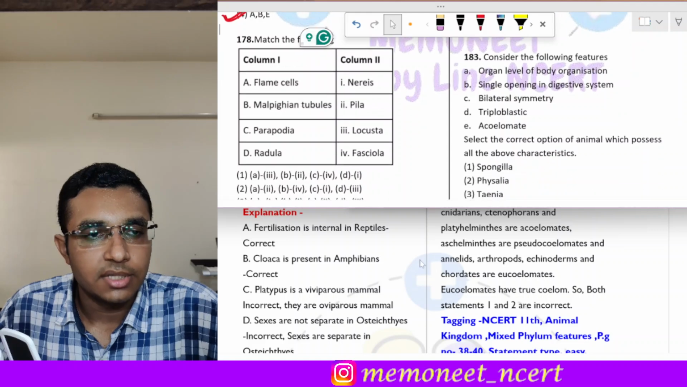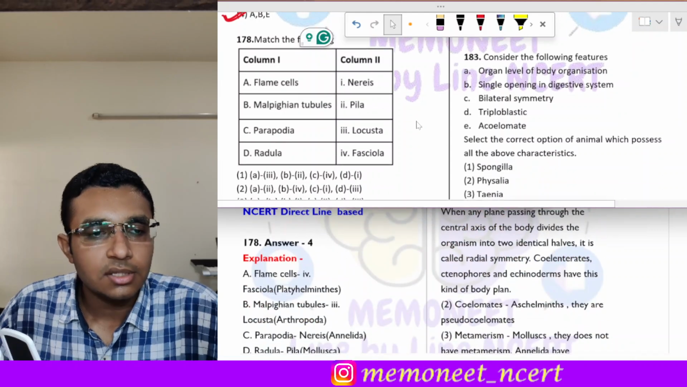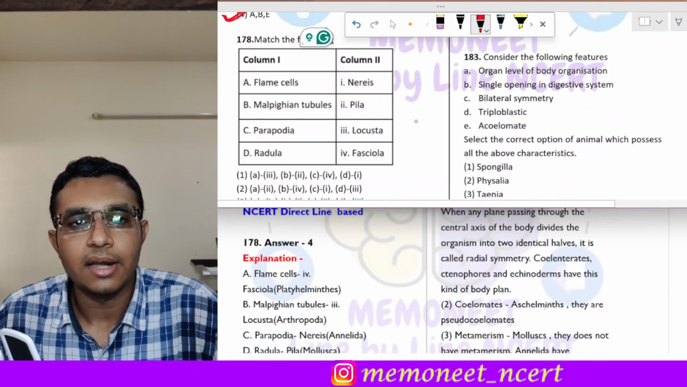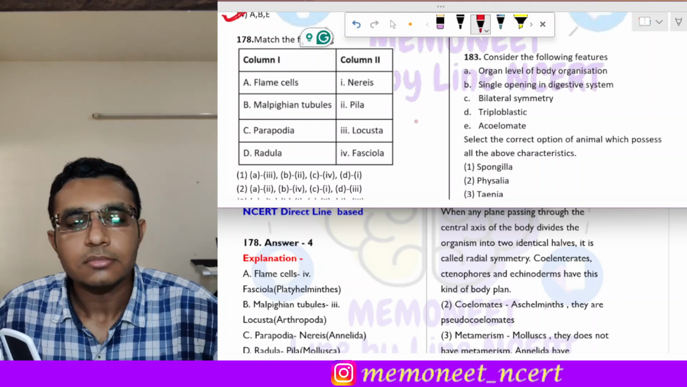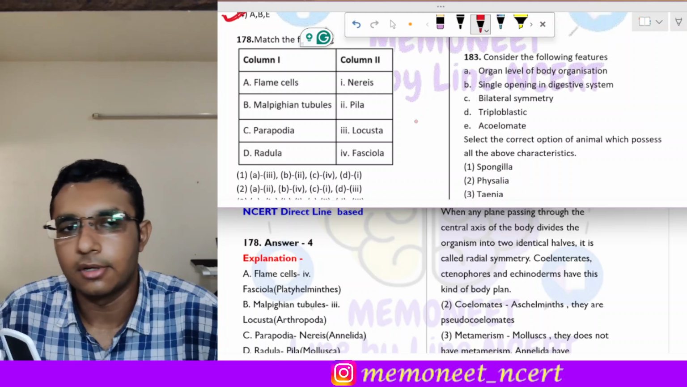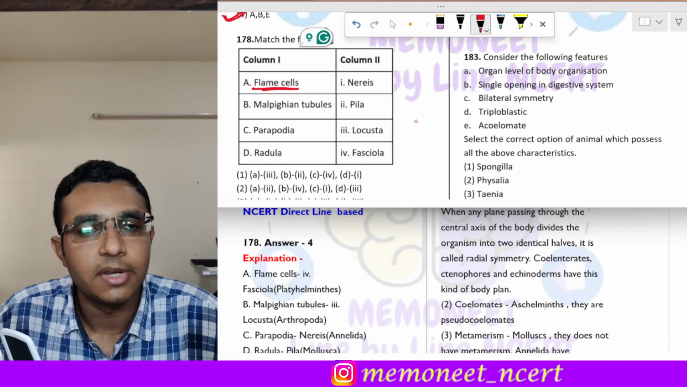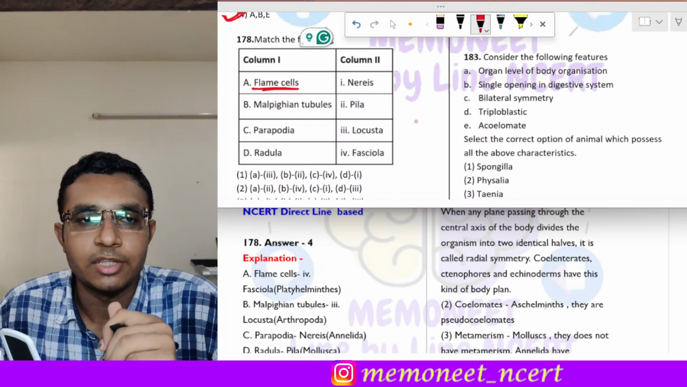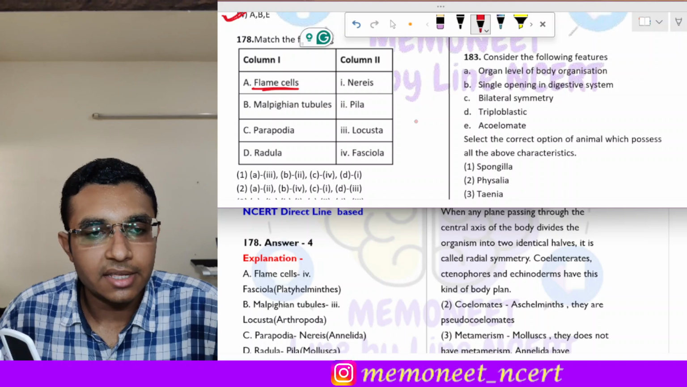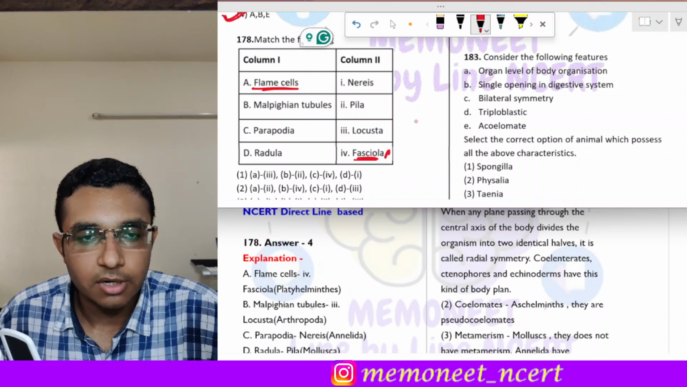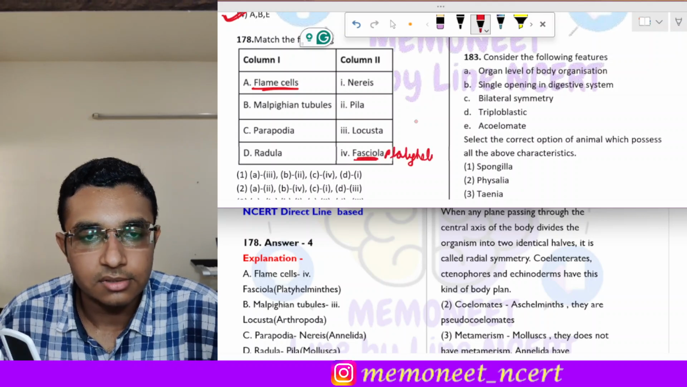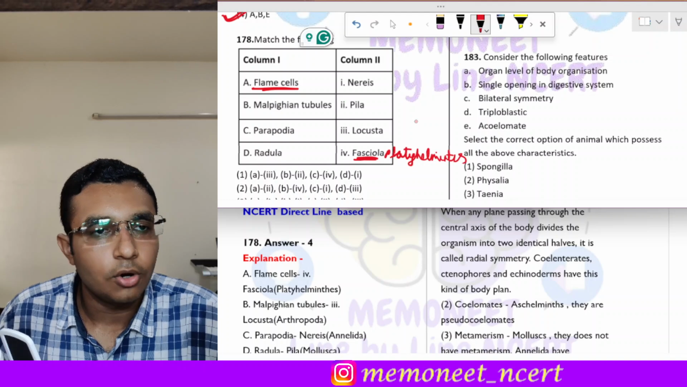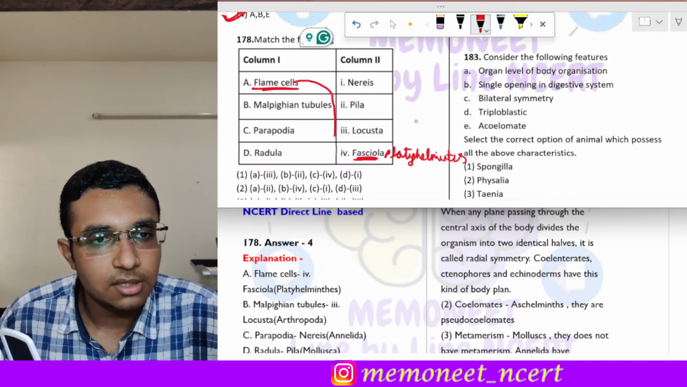Moving on to the next question, that is question number 178. There are certain characters of the organisms, and in column 2 the organisms are given. We have to match the characters with the respective organisms. The first option A is flame cells. Now flame cells function as an organ of excretion in the phylum Platyhelminthes. Which of the following organisms belongs to Platyhelminthes? It is Fasciola. So Fasciola belongs to Platyhelminthes. The characteristic of Platyhelminthes are flame cells. So A goes with 4.